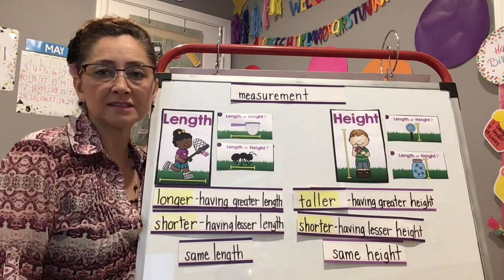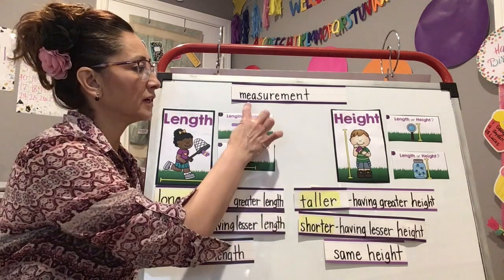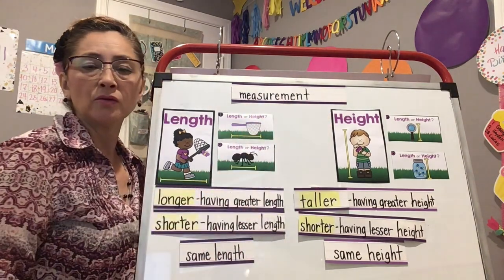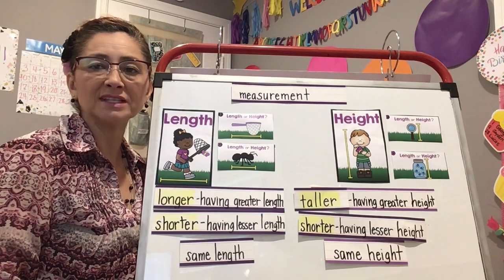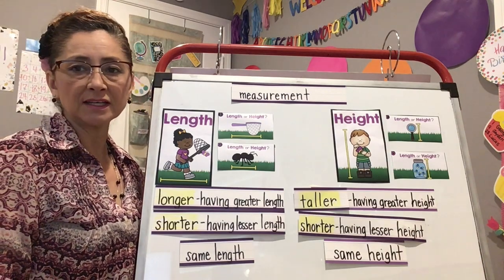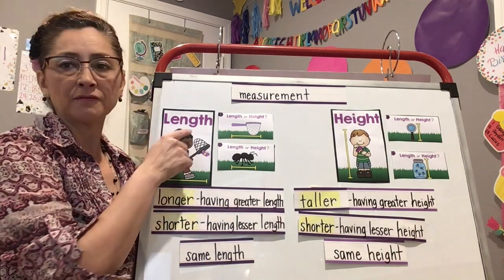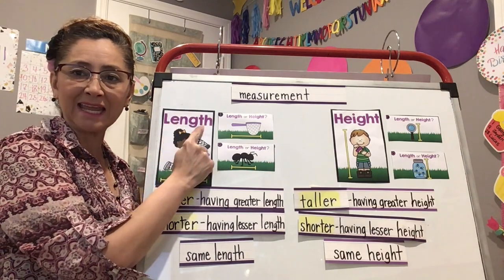Before we start our lesson today, we're going to do a quick review. Remember, we are learning about measurement. When we talk about measurement, we want to know the size of an object. So let's take a look here at our first word that we learned, length. You remember this word, length.